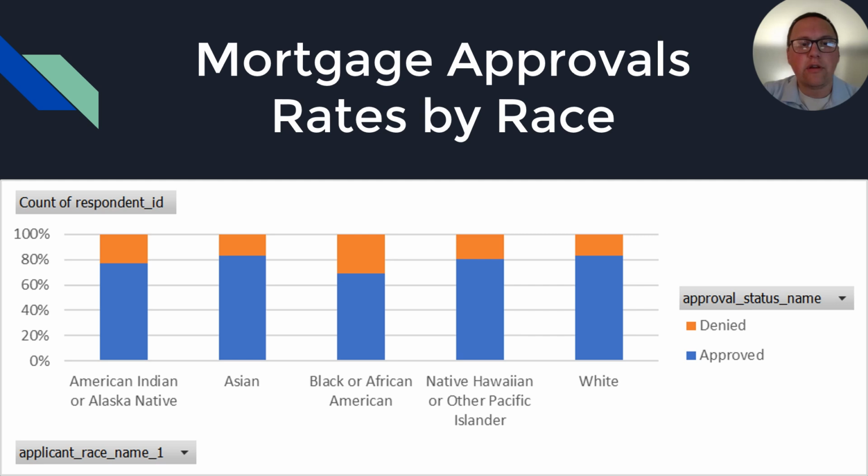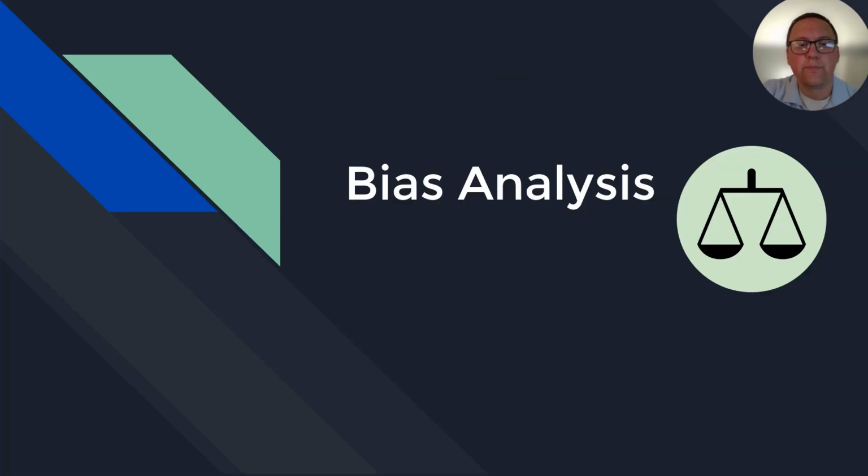Here is a 100% stacked bar chart. From this, you can see four of the races in this data set are roughly equal, with the American Indians being a little bit lower, and one of them, the African Americans, are visually a bit lower.